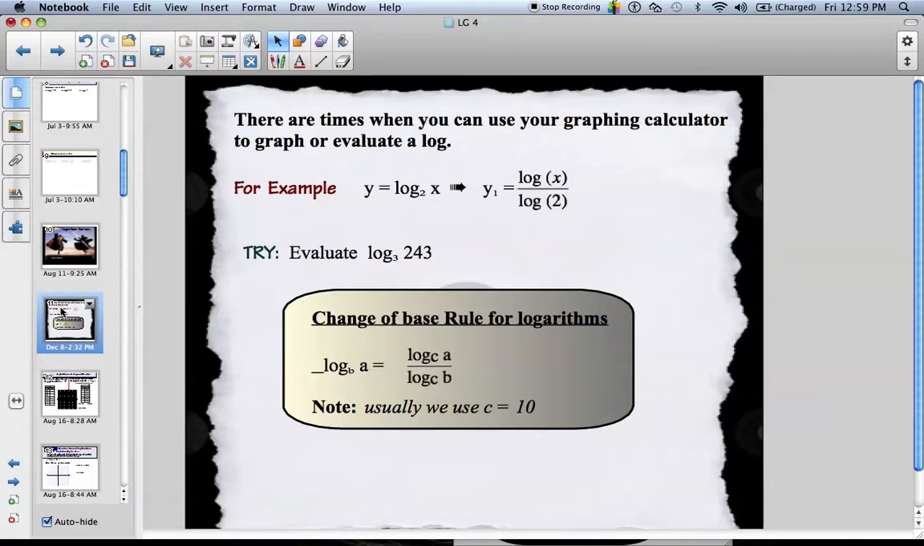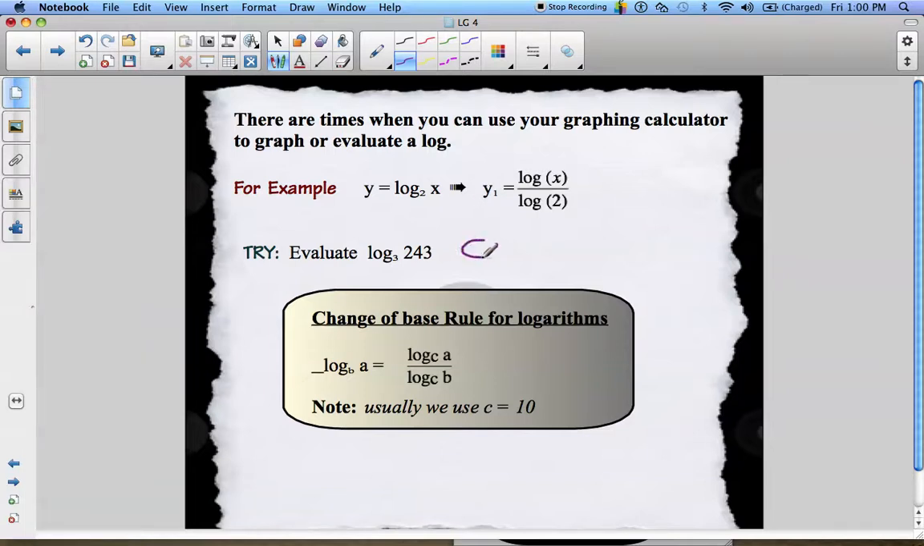look at the change of base rule for logarithms, because there are going to be times when you need to use your calculator to do some evaluation of logs. And so we call this the change of base. I call it the COB rule, change of base rule. Okay, so it's going to be using our calculator now.